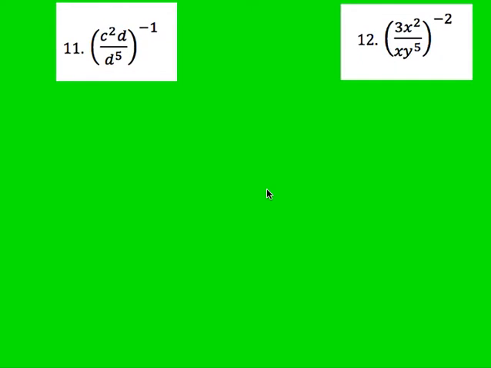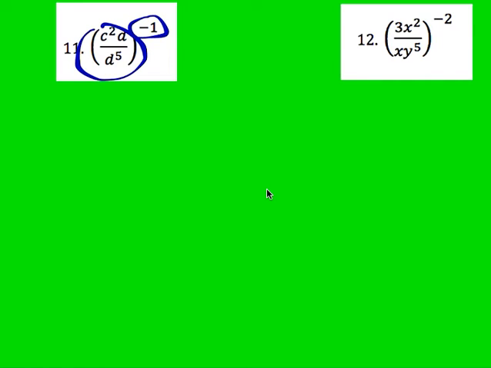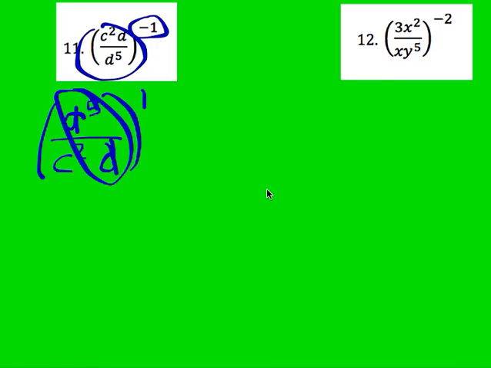All right, let's take a look now at number 11. So what I notice about number 11 is I have an entire fraction that's being raised to the -1 power. So instead of distributing that in, what I'm going to do is flip the fraction over. Now when I flip that fraction over, or get the reciprocal, that's going to change that exponent on the outside to become positive. Okay, so now before I distribute in any exponents, I want to simplify inside the parenthesis. So I have d to the fifth divided by d to the first. So I need to subtract out those exponents.